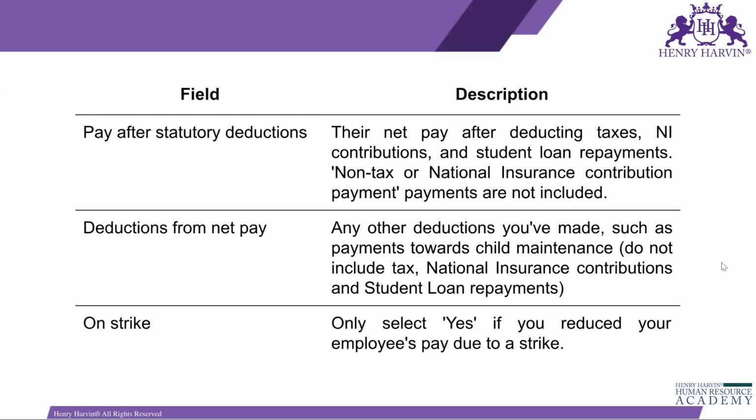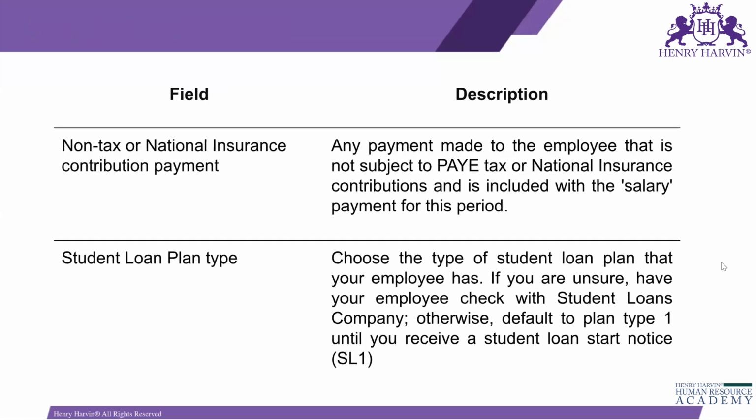On strike: if employees are on strike and we reduce the employee salary due to the strike. Non-tax or national insurance contribution payment, where there is no tax and national insurance applicable. Any payment made to the employee that is not subject to tax or national insurance, like 30,000 redundancy. That is one example I can tell you. Student loan plan type: here you have to mention the plan type of the employee's loan. Normally this is auto-populated.